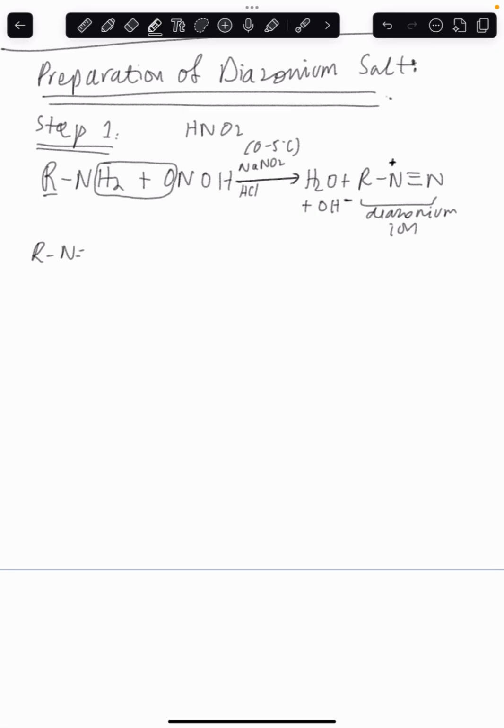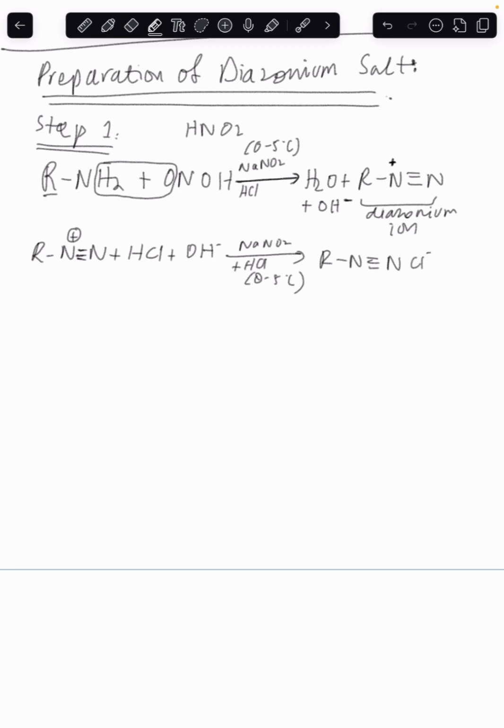And then this diazonium ion is going to further react with HCl and water, or let's just say it reacts with OH negative to form, let me write the conditions, NaNO2 and HCl, 0 to 5 degrees Celsius. So what's going to happen is it's going to make that bond with chlorine minus, and then the H and OH are going to combine and form H2O.